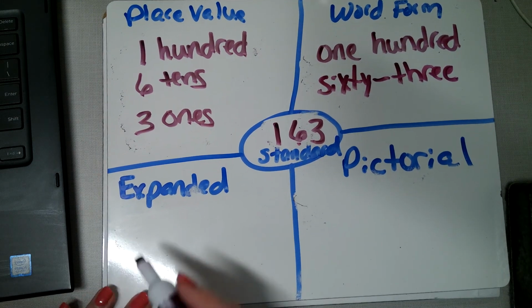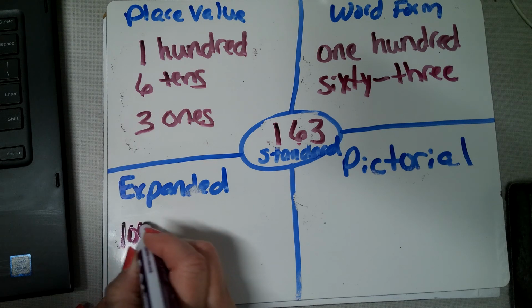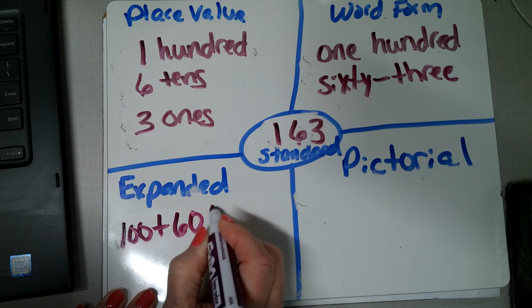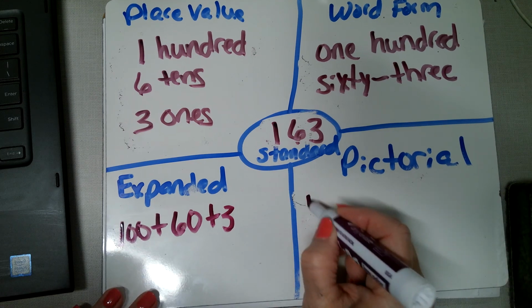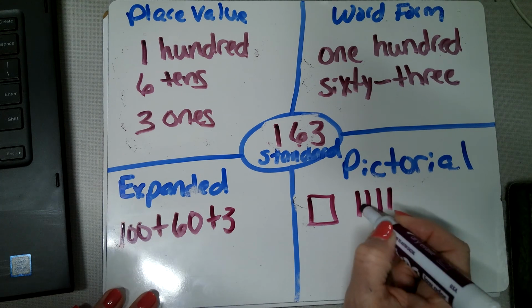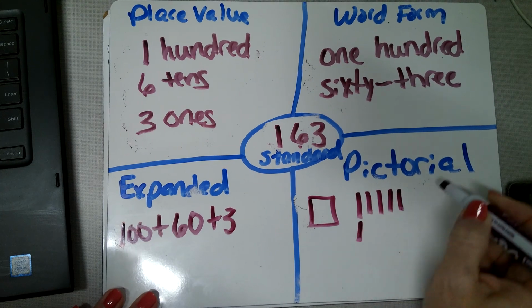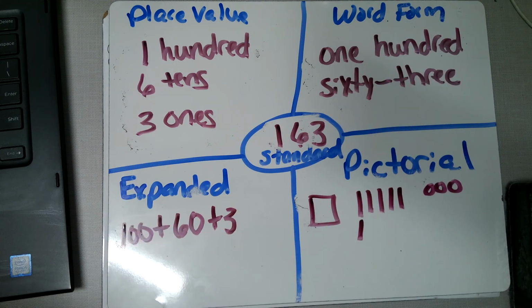One hundred sixty-three. Then in expanded form, I'm expanding it and making it bigger, bringing it out. 100 plus 60 plus 3. And then I'm going to try pictorial form. 100, 6 tens, 1, 2, 3, 4, 5, 6, and 3 ones. And there's my 5 ways to represent the number 163.